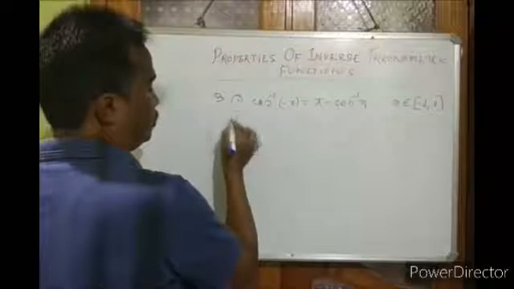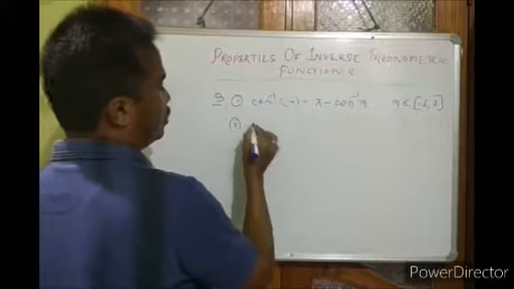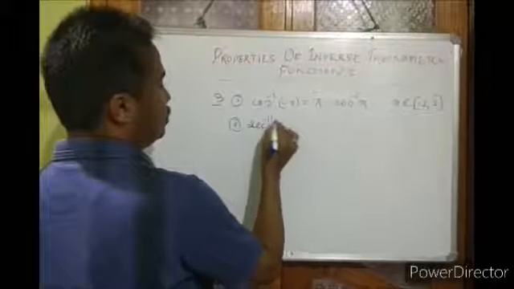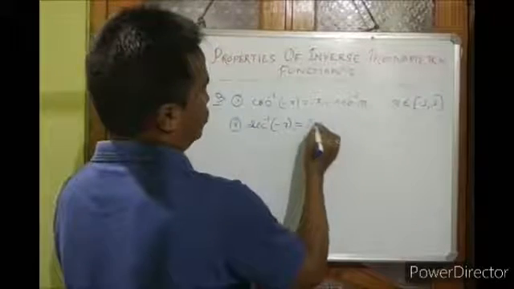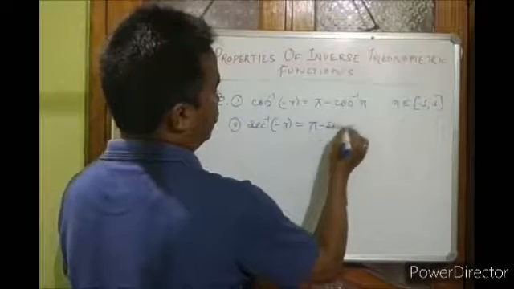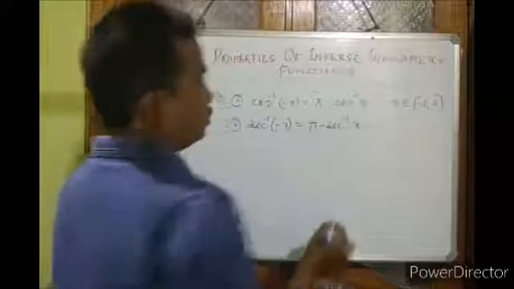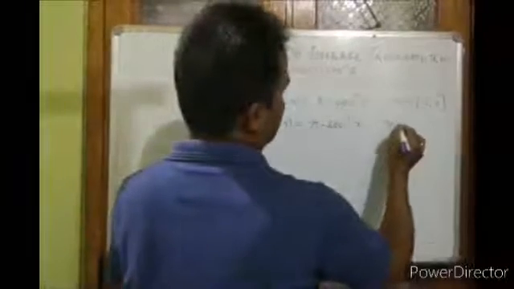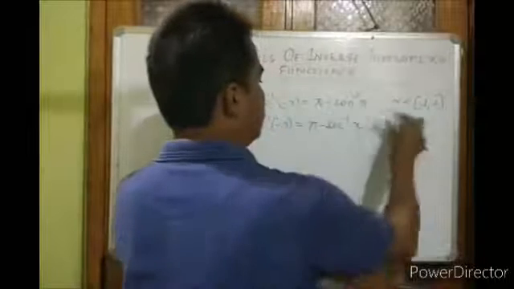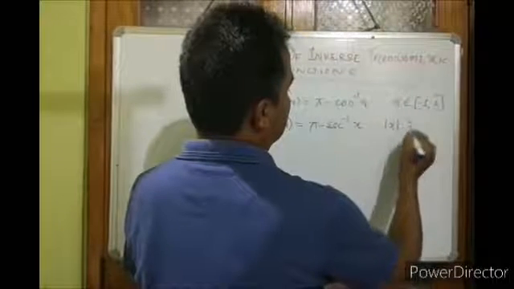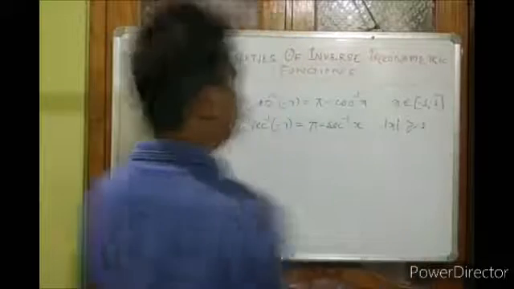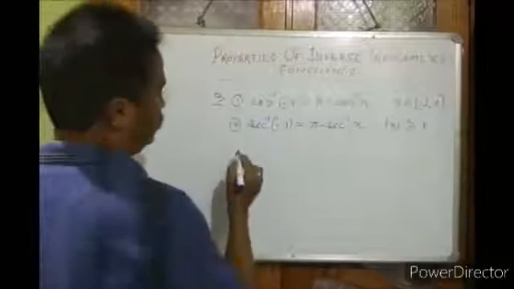And number 2, cos inverse of minus x is equal to pi minus sec inverse x. Here x belongs to modulus of x is greater than or equal to 1. It must be greater than or equal to 1.